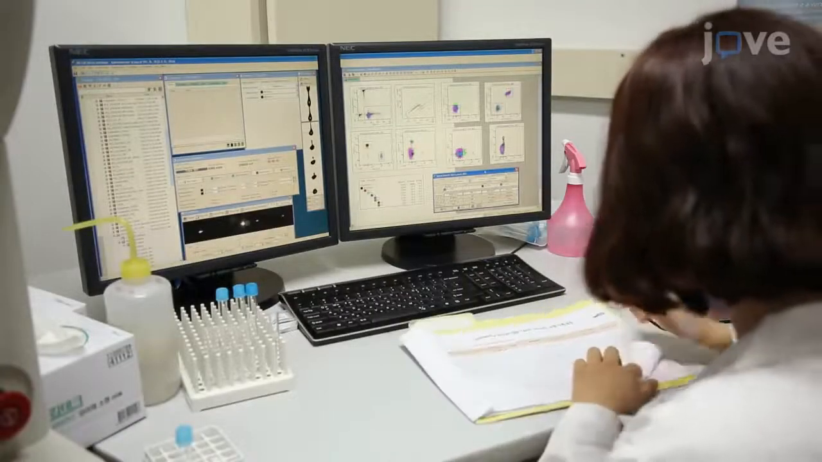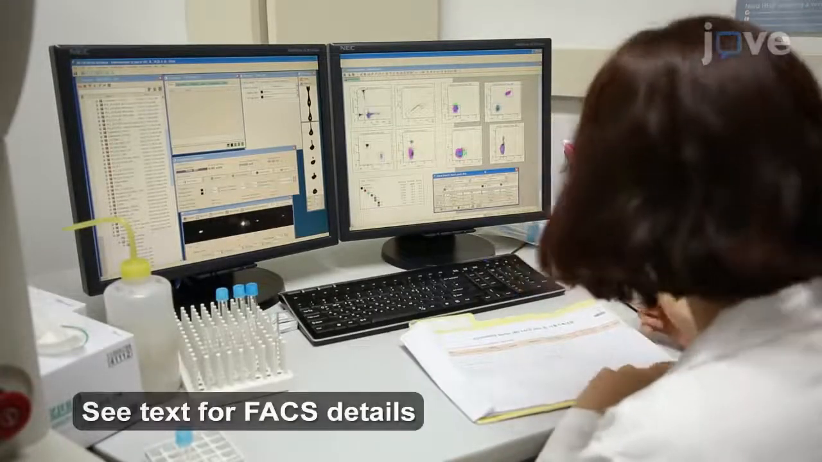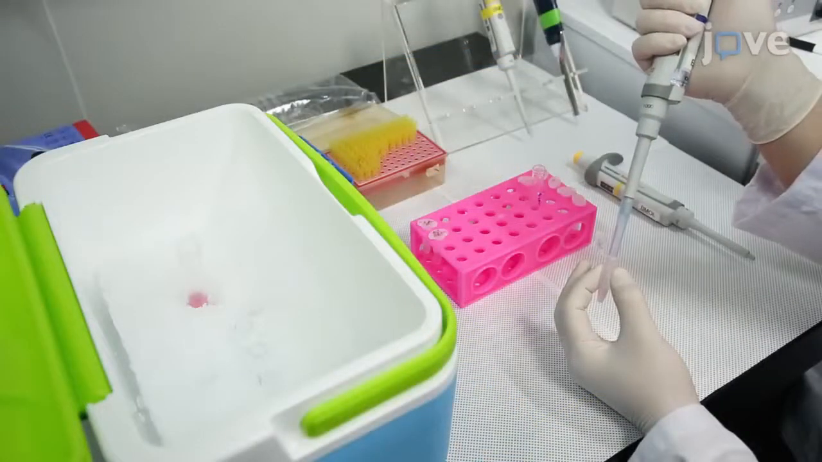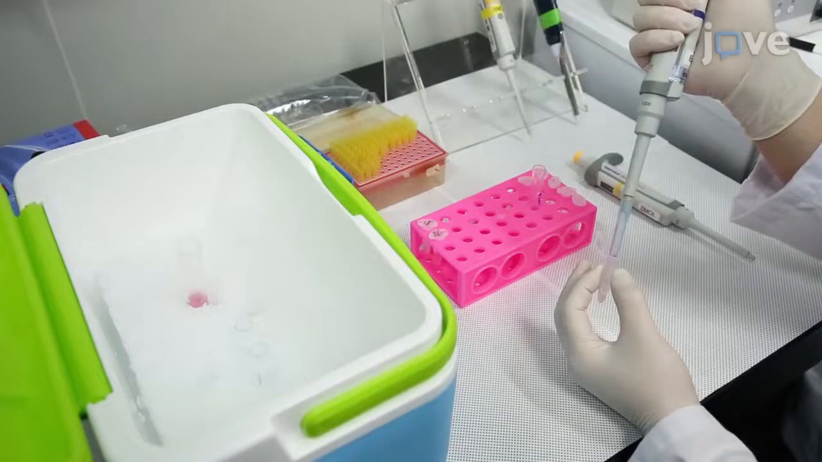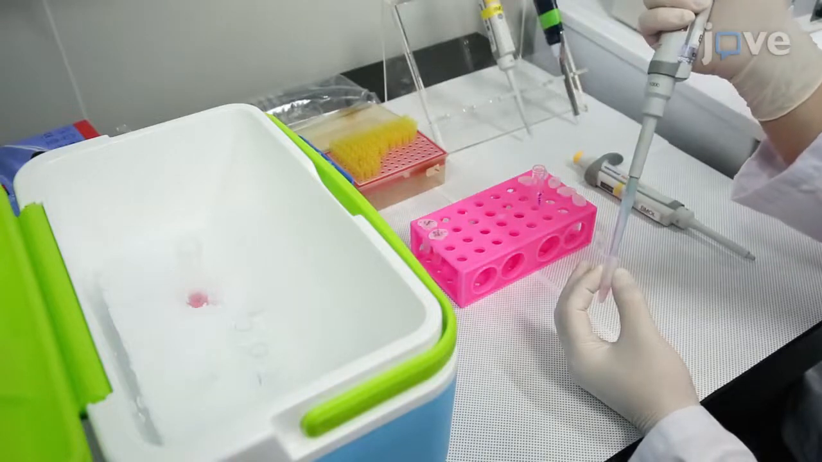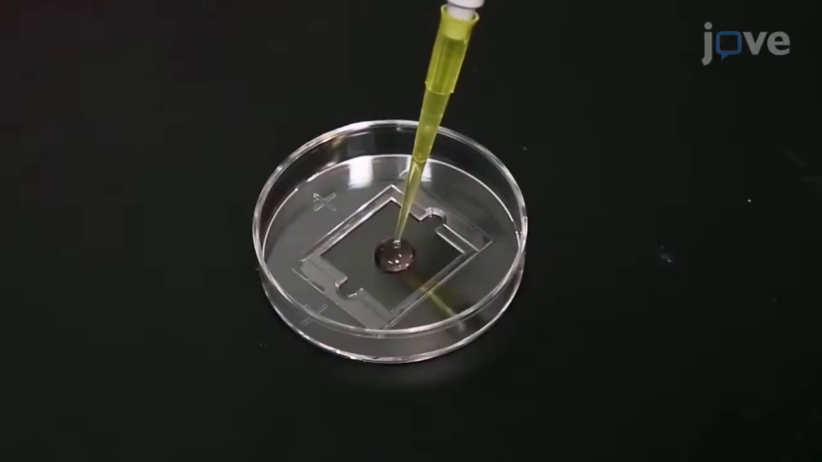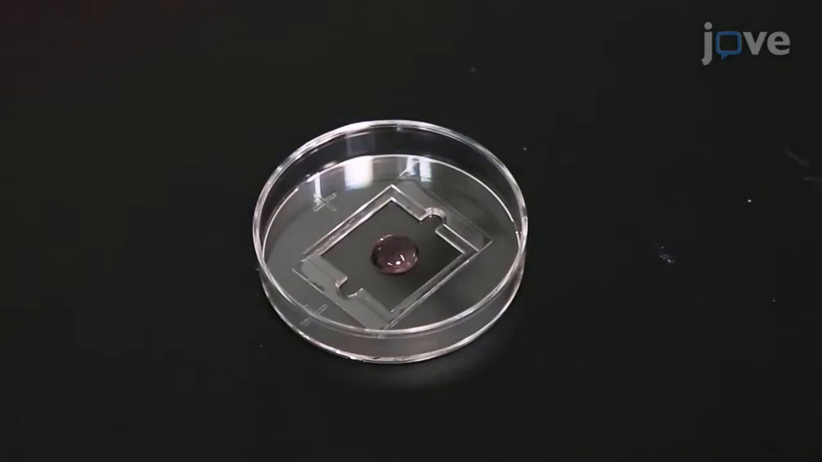Begin by collecting each lymphocyte subset by fluorescence-activated cell sorting. For optimal imaging, dilute each cell sample to a concentration of 180 cells per microliter of RPMI medium, and slowly inject 120 microliters of the first diluted sample into an imaging chamber.